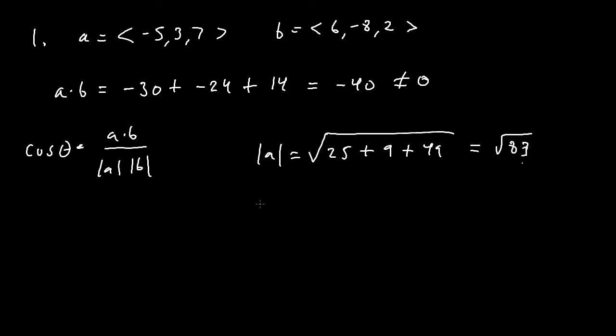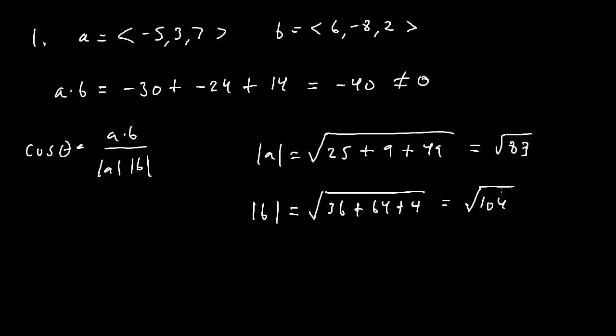So now in order to find the magnitude of B, the same process here as finding the magnitude of A, we'll take the square root of the x component squared, so 6 squared is 36, plus the y component squared, 64, and then plus the z component squared, 2 squared is 4. So that will give us 40 plus 64, or 104, the square root of 104.